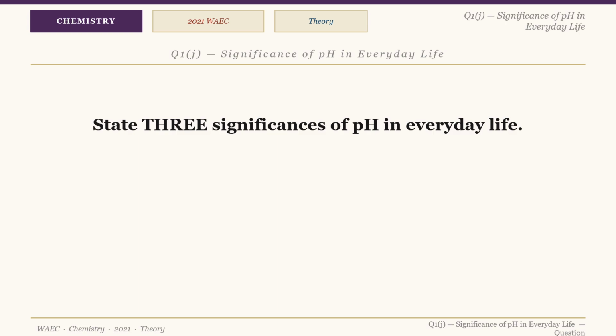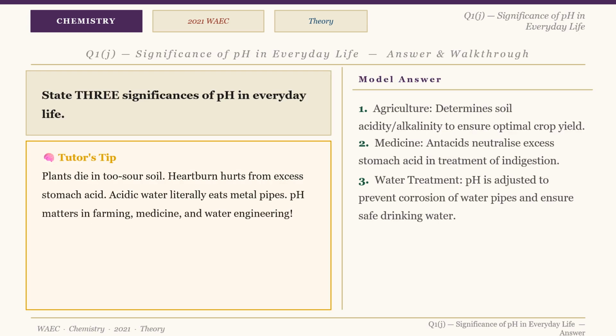1J says state three significances of pH in everyday life. Now, tutor's tip: plants die in too sour soil, heartburn hurts from excess stomach acids, and acidic water literally eats metal pipes. pH matters in farming, medicine, and water engineering.